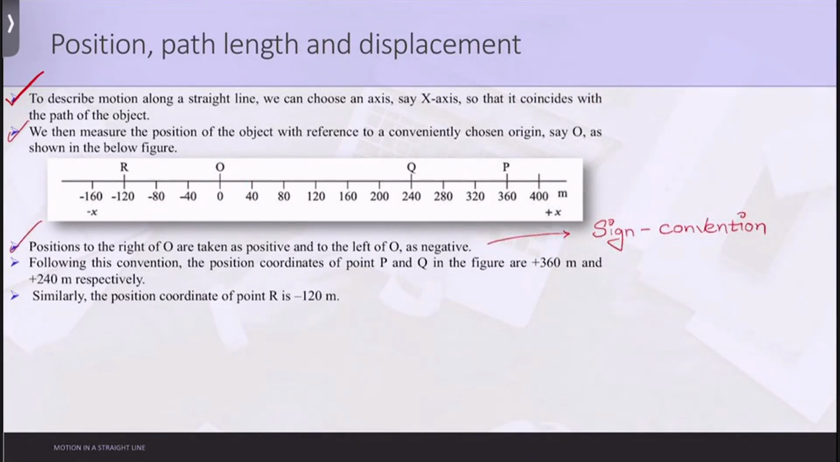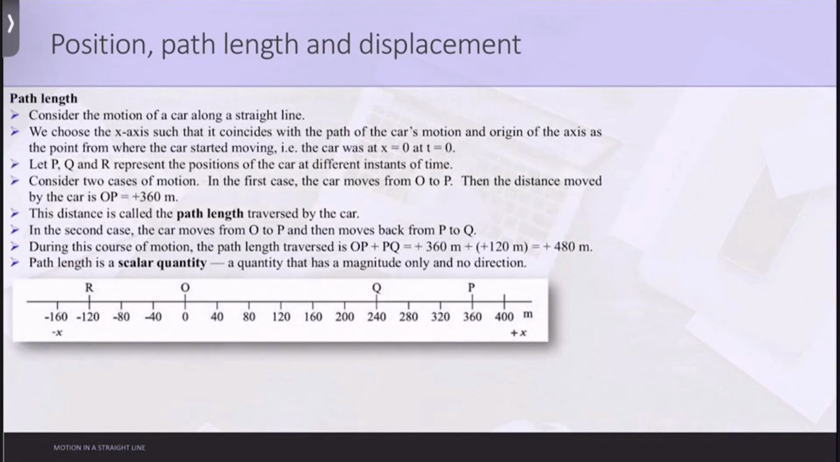The positions to the right of O are taken as positive, while the positions to the left of O are taken as negative. As you can see, these are negative, these are positive. Following this convention, the position coordinates of the points P and Q: as you can see, point P has a coordinate of plus 360 and point Q has a coordinate of plus 240 meters respectively. Similarly, the position coordinate of point R is minus 120 meters. Okay, everything is quite evident. Very easy topics, all these are. Let us begin further discussions.